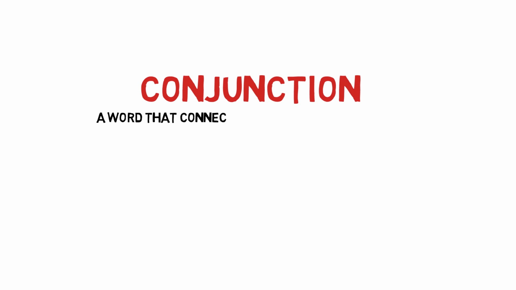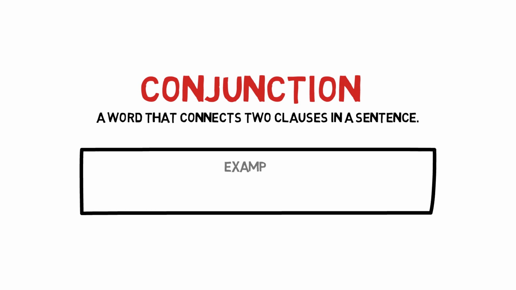Starting with conjunctions then, a conjunction is a word that connects 2 clauses in a sentence. Now, I don't want to go into too much detail about clauses here, that'll be for another video. But to help you understand this, a conjunction is a word that joins together 2 parts of a sentence. Let's look at an example.